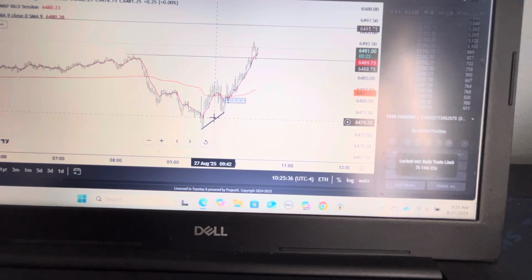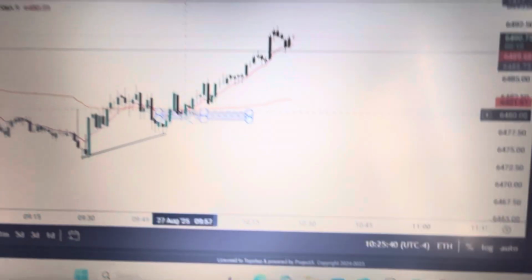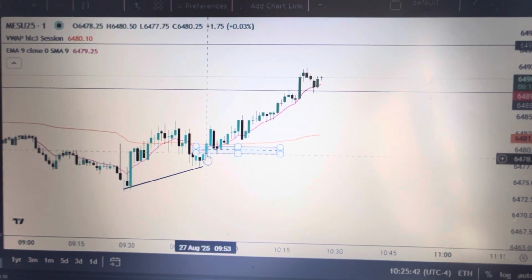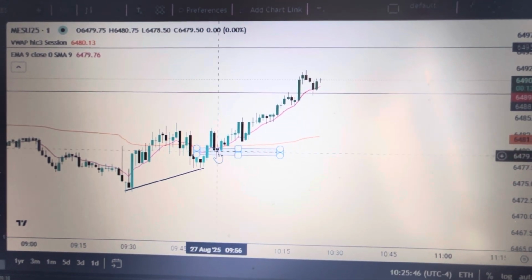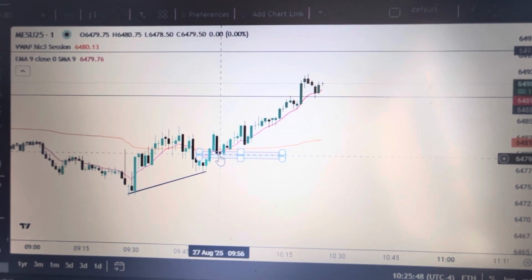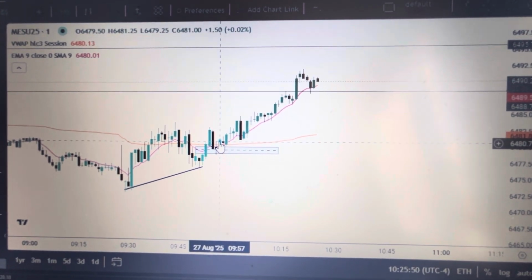SMT. We get a push up. On that push up, we form this fair value gap. And then we come back down and we retest that fair value gap and then get this push above.